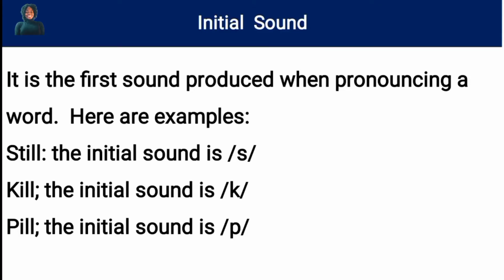Here are examples. In still, the initial sound is the consonant sound s. In kill, the initial sound is the consonant sound k. In peel, the initial sound is the consonant sound p.